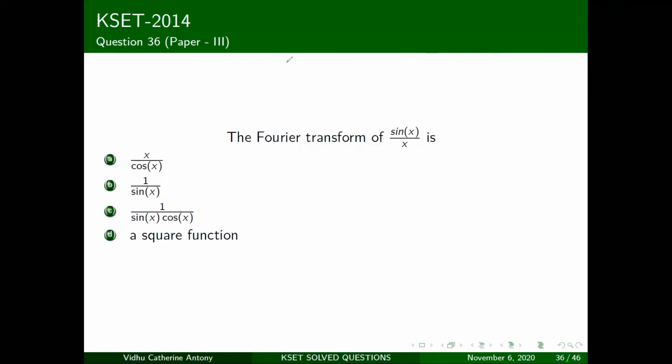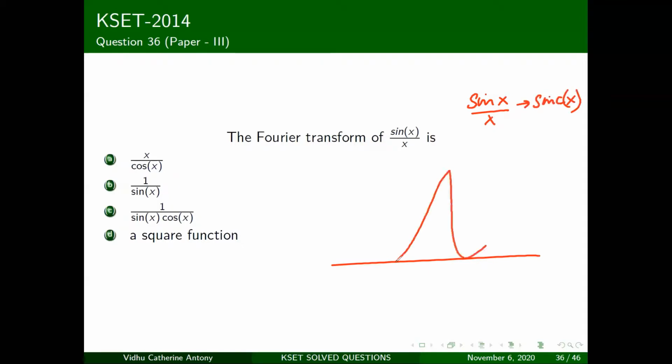So how does this function look? This kind of function, where you have sin of x by x, is called a sinc function. Okay, it's called a sinc function. So you end up having something like this. This is how it's going to look. It's equal in both directions. It should have been a little better. It's going to be very symmetric.